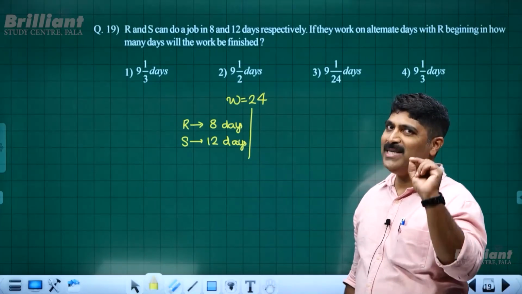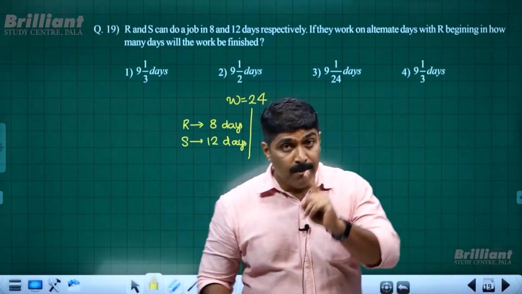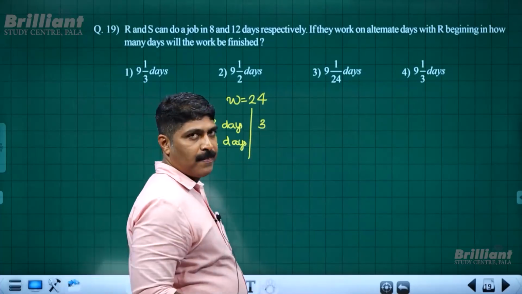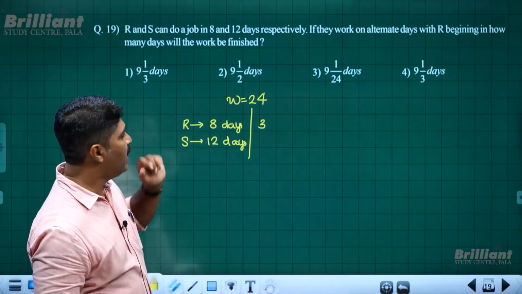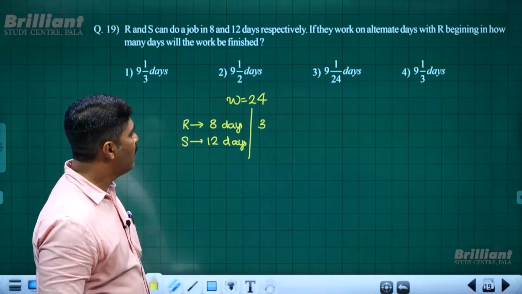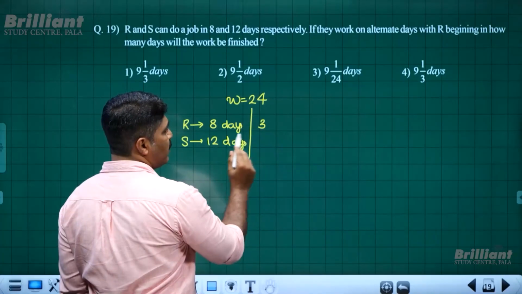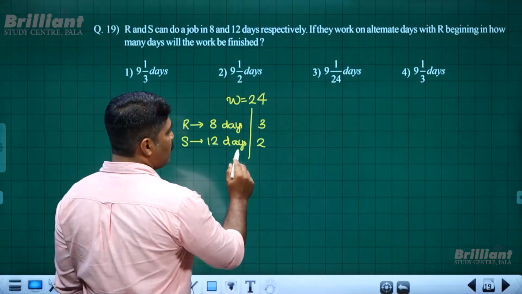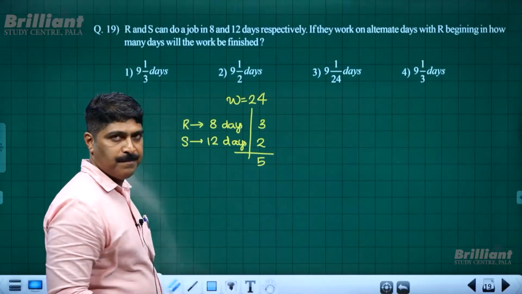So therefore, what is the efficiency or rate of work of R? R can bind 3 books per day. So what you have to do, you just divide this 24 by 8. So that is 3. And S can bind 24 by 12, that is 2 books per day. If they are working together, they together can bind 5 books per day.